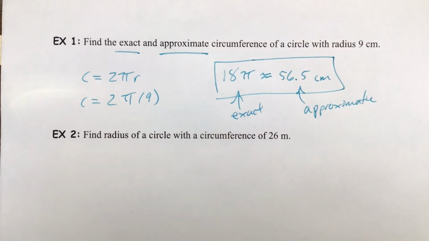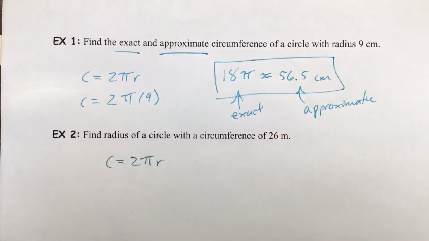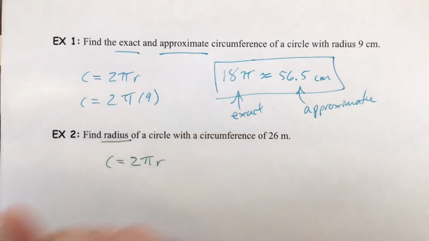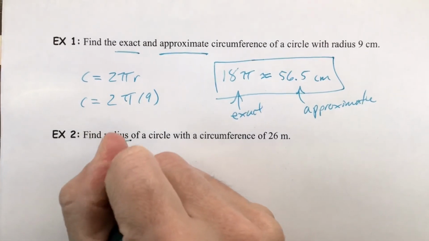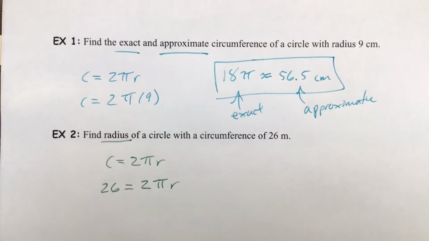Example 2, we're going to find the radius of a circle if the circumference is known to be 26 meters. So again, we can start with our formula. Circumference is equal to 2 times pi times r. Again, using that form because the question's asking us to figure out the radius. All right, so the circumference is 26 meters. So 26 is going to be equal to 2 pi times r.